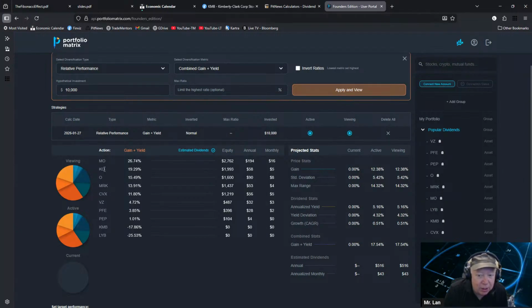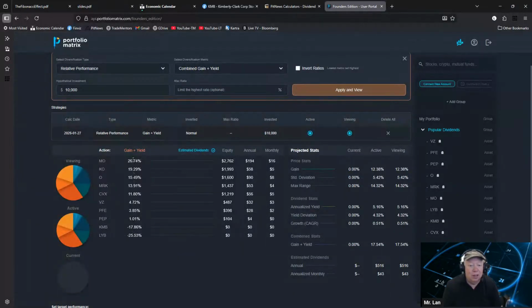Okay, so for Coca-Cola, gain plus yield is 19%, and so we're going to put $1,993 of our $10,000 portfolio in here. And then this one, we're going to put in 15.49%, or the equity is $1,600 out of our 10,000. Then we're going to put 13% into Merck, 11% into CVX, 4.72 into Verizon, 3.85 into Pfizer, and $1,786 into Kimberly. And for our negative, we're not going to put anything in there. So you see our dollar amounts, we're not going to put anything into LYB. The gain plus yield is negative, so we don't put any money in them.